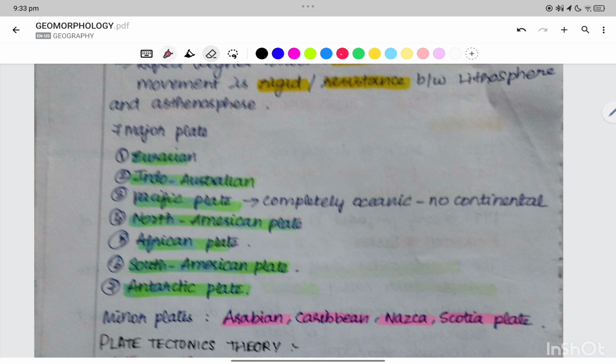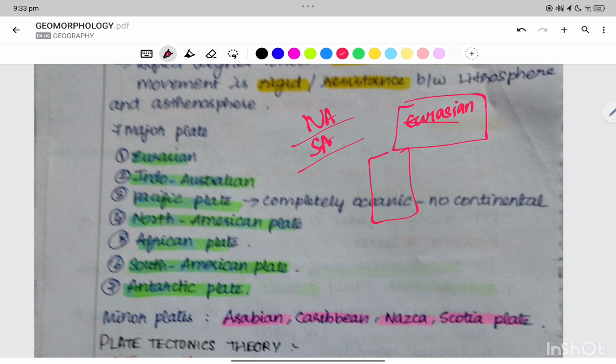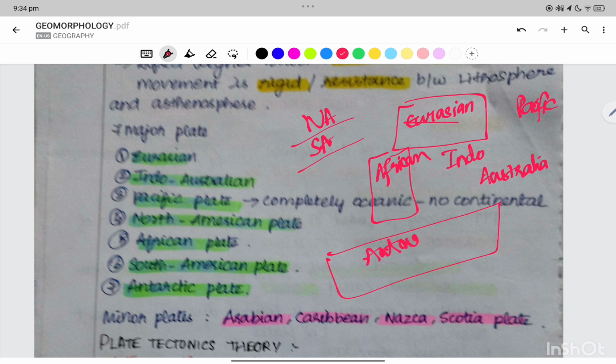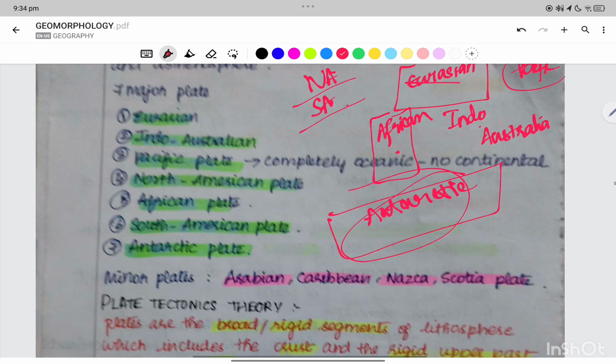Now let us recap it. North American plate, South American plate, then the Eurasian plate, Europe as well as Asia. Once the Eurasian plate is over, we have the African plate, the Indo-Australian plate, and the Pacific plate, the only plate which is fully oceanic. After that we have the Antarctic plate. 1, 2, 3, 4, 5, 6, 7. So there are 7 plates.